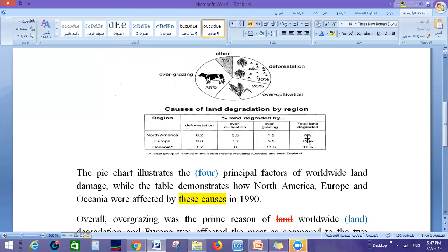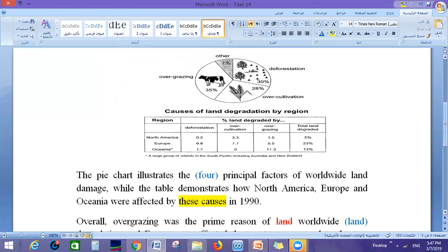Okay, so maybe we could mention the number for Europe being the highest, followed by Oceania. I'm not sure if I'm pronouncing that right. With the lowest being 5%, North America.